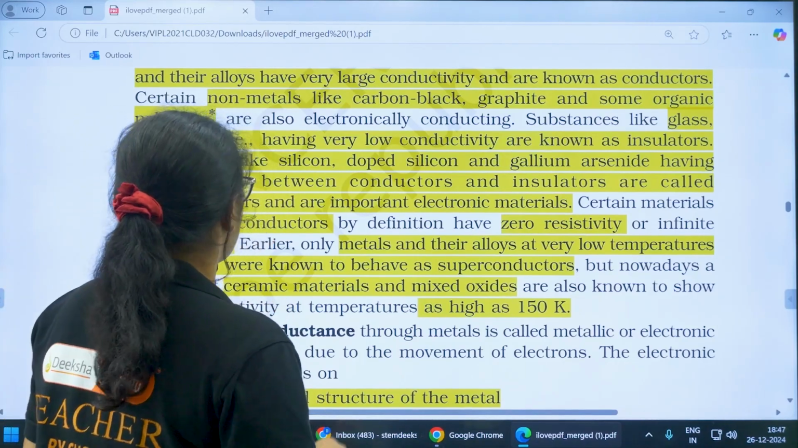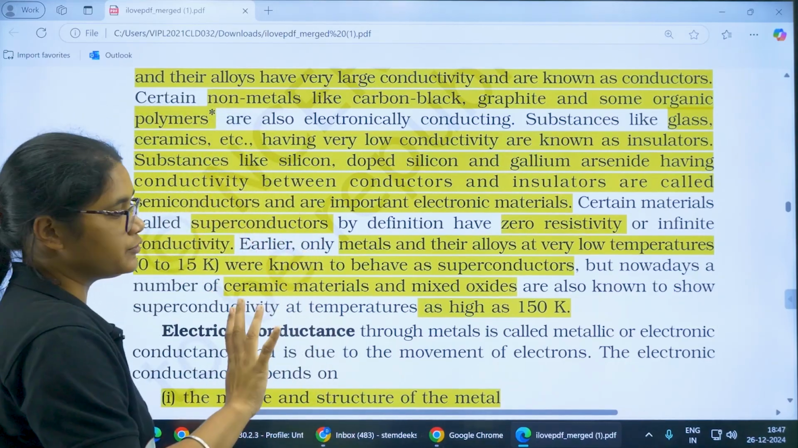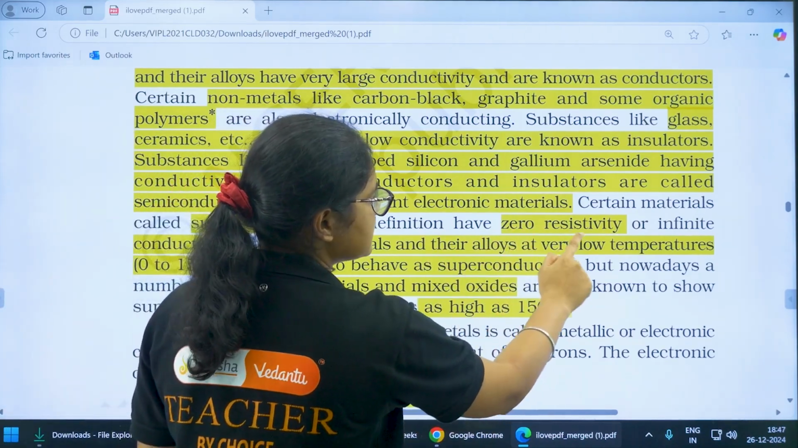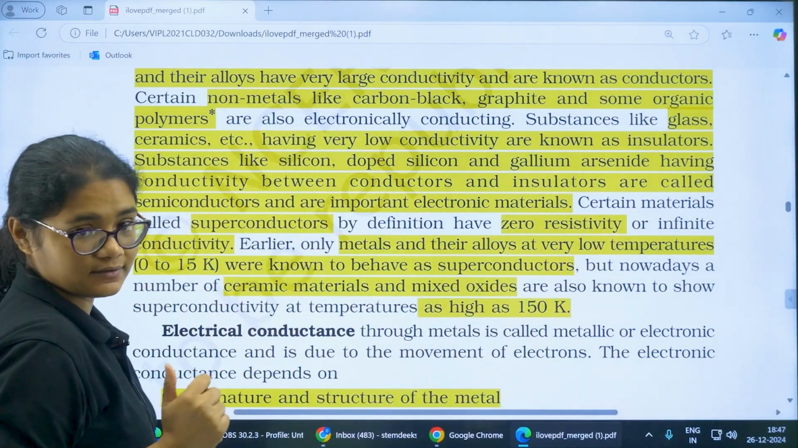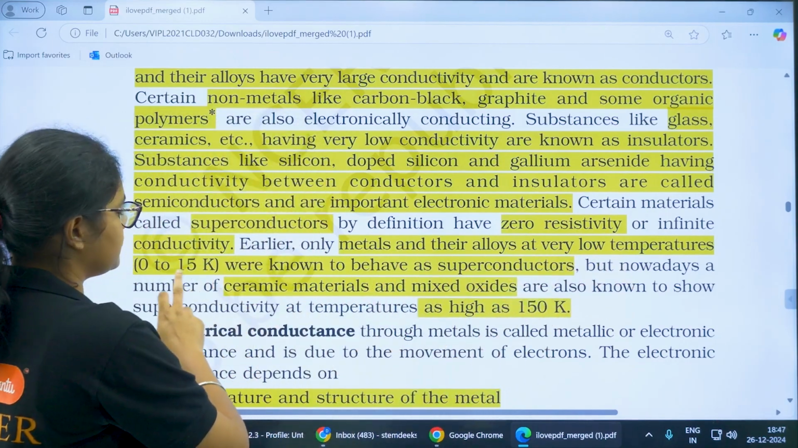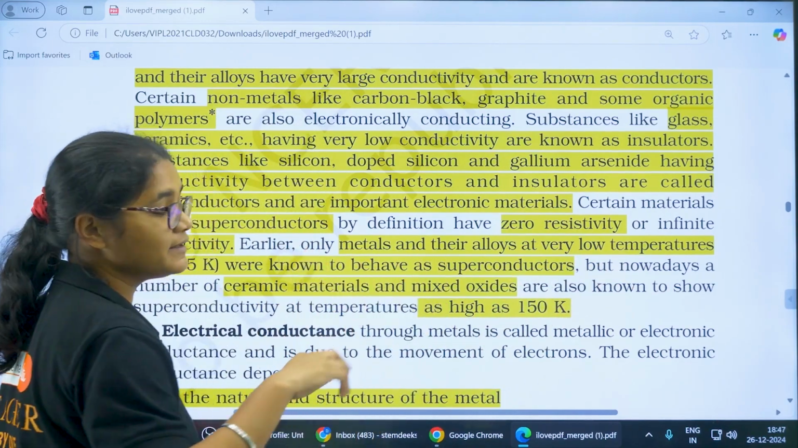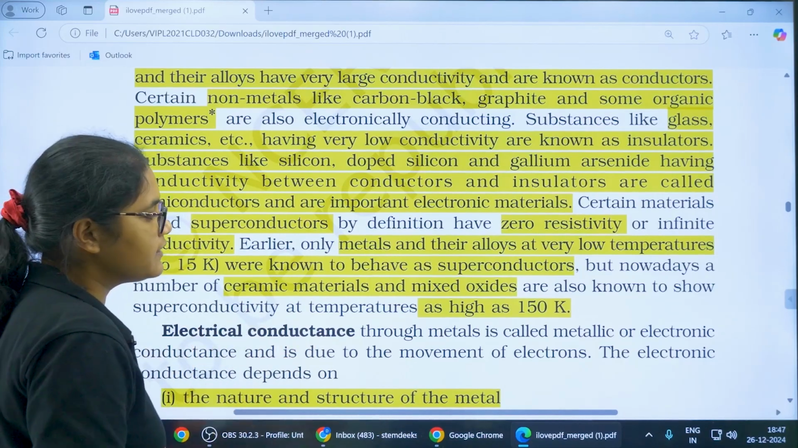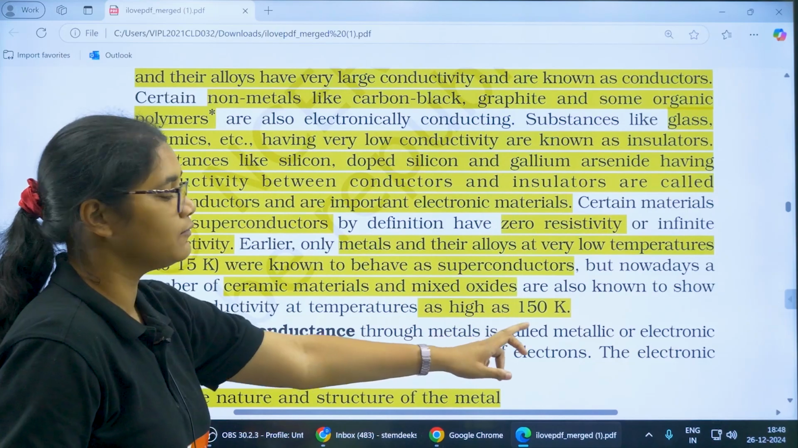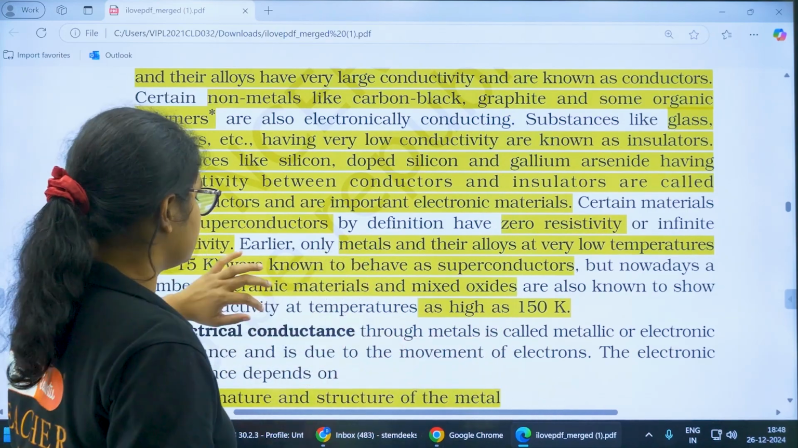Next, we have something called superconductors. The example you should remember. The definition of superconductors is also given in the book: zero resistivity or infinite conductivity. Metals and their alloys at very low temperature, 0 to 15 Kelvin, were earlier known to behave as superconductors. Now we have new superconductors like ceramic materials and mixed oxides, even at 150 K. So that is there.